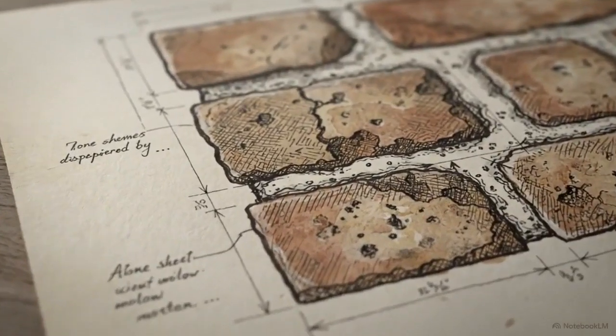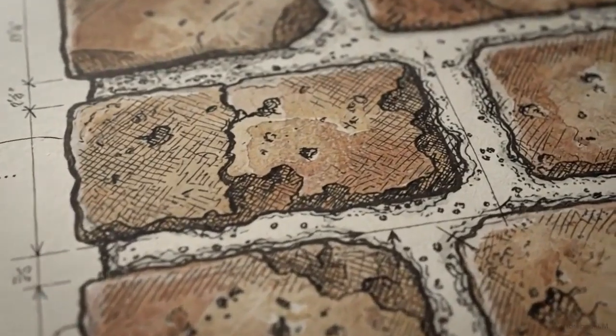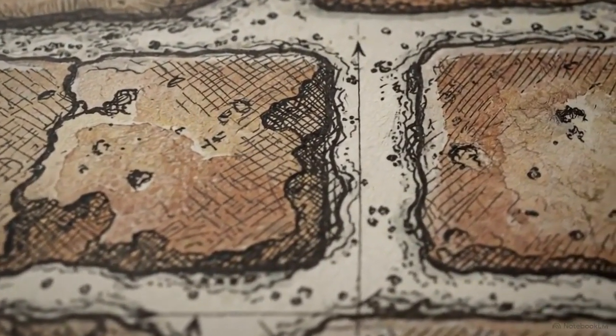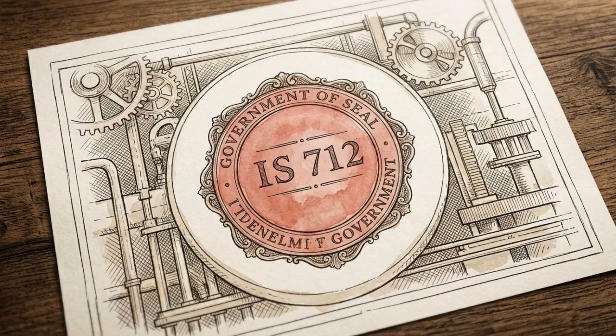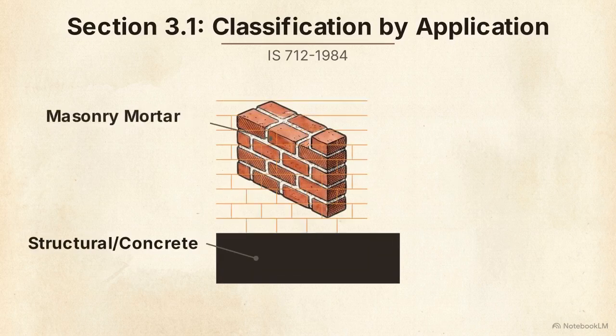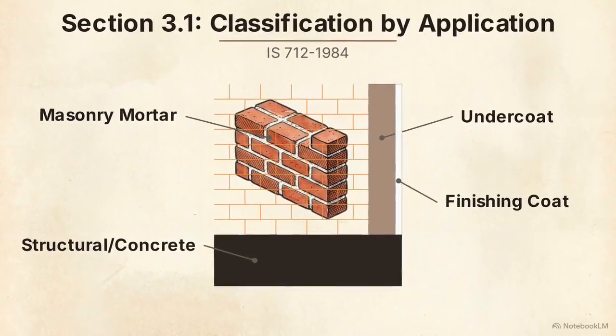closely at the mortar binding these ancient stones. Some of these structures have stood for over 2,000 years, braving monsoons and intense heat. To achieve that kind of permanence today, civil engineers rely on a specific code, Indian Standard 712-1984, specifically Section 3.1, which dictates exactly which type of building lime goes into which part of a structure.